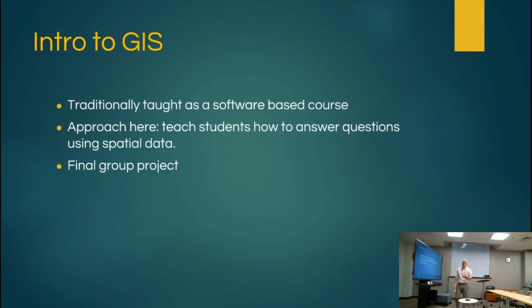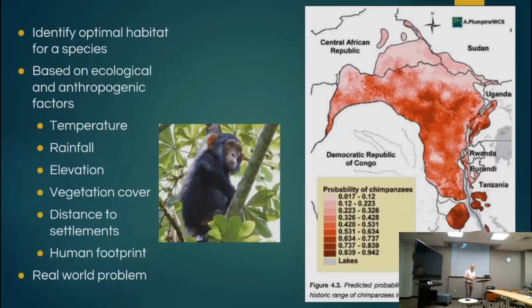We're trying to change the approach here. So we're trying to kind of flip this approach on its head and start with the basic fundamental aspect that we want to teach students how to answer questions using spatial data. So we take teaching software out of the equation and we approach it from teaching students about answering questions. Now, they still learn the software, but that's in the context of answering these questions using spatial data. And part of what they have to do for this class is a final group project.